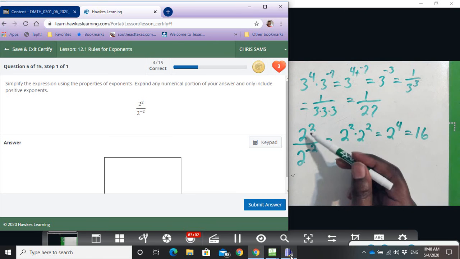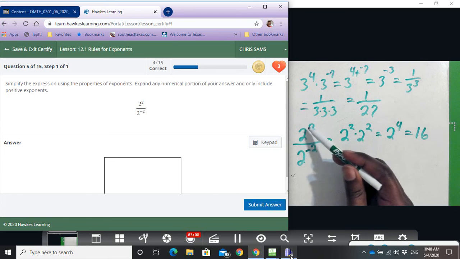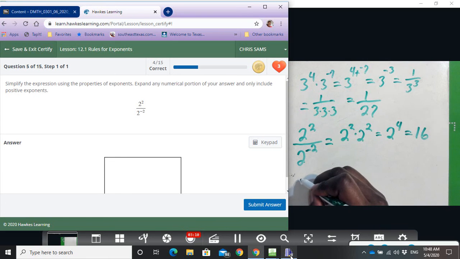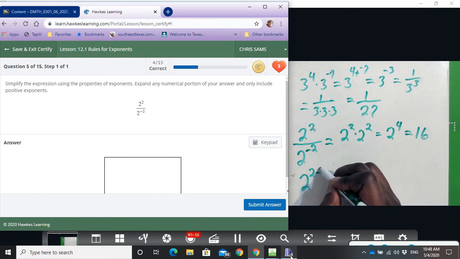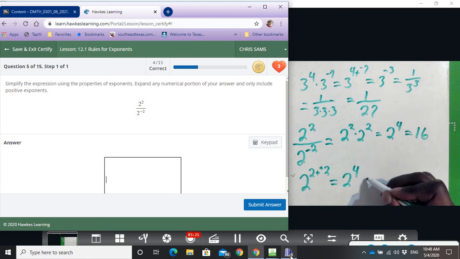Also, if you wanted to use the rule of division where you subtract the exponents, you'd have this, your base is a 2, and you have 2 minus a negative 2. Minus a negative turns to plus, okay, and that will still give you 2 to the 4th, which will still give you 16. Okay, so you can use that division property.